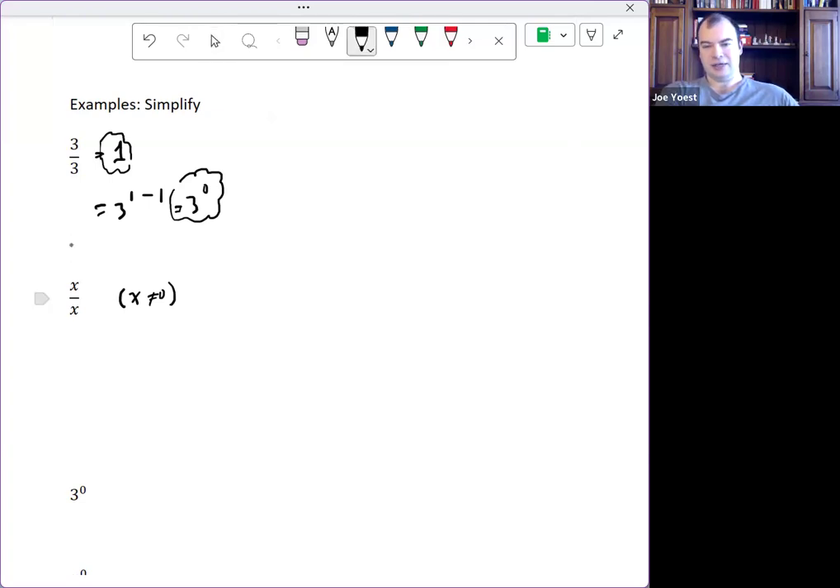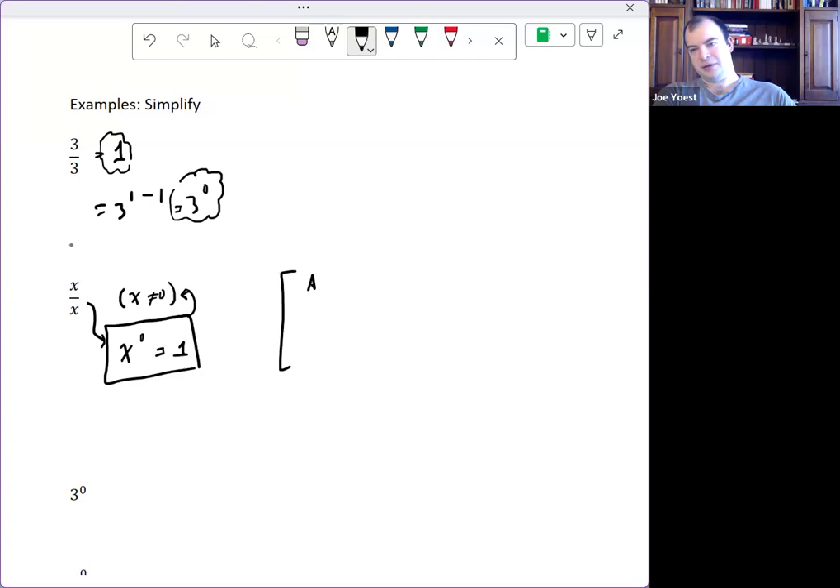In fact, x over x, on one hand, we could write it as x to the 0 power. That's x to the 1 minus 1. And on the other hand, we see that it's always going to be 1, so long as x is not 0. So x to the 0 power is 1, or really anything to the 0 power is 1, except 0.